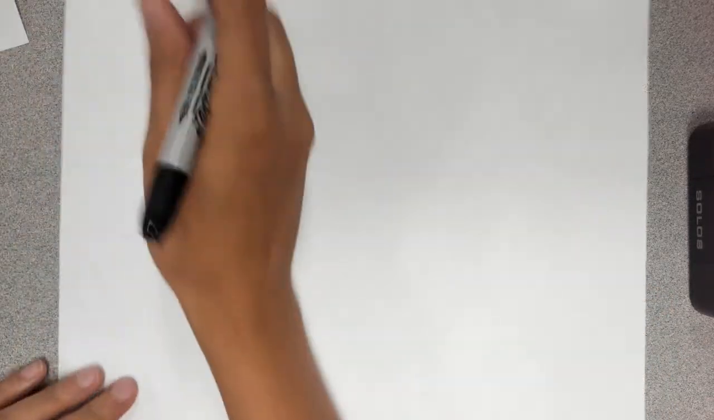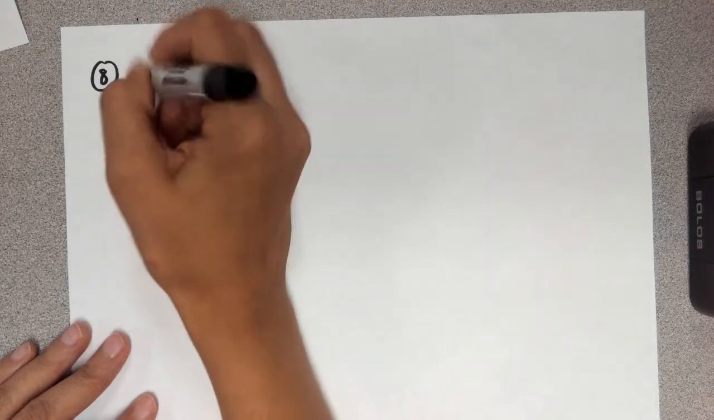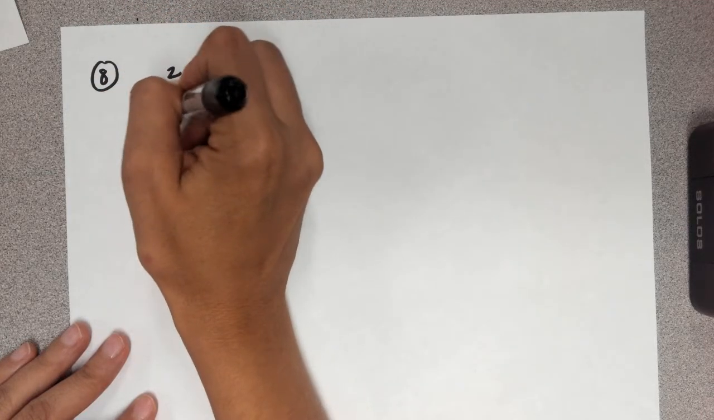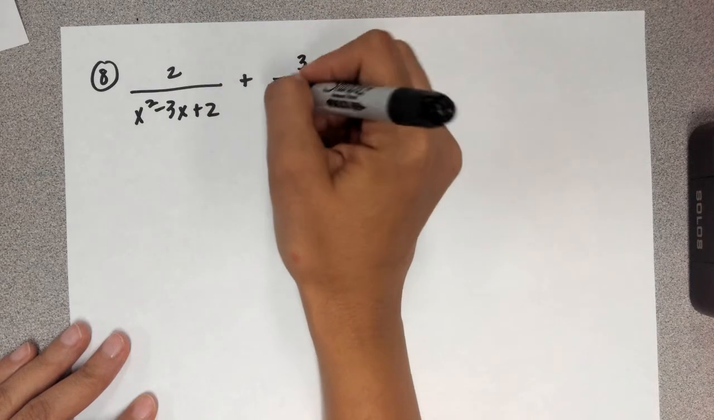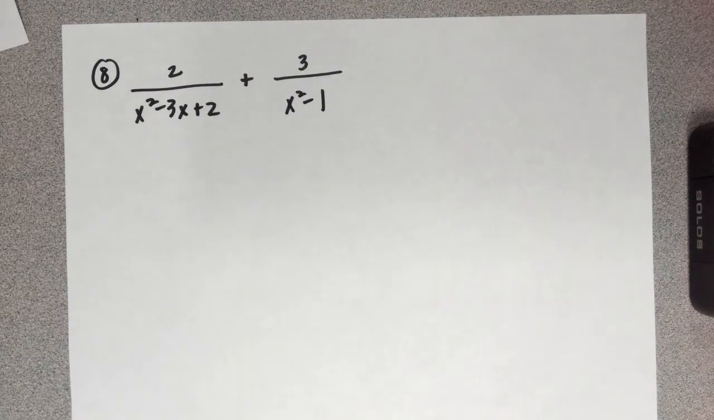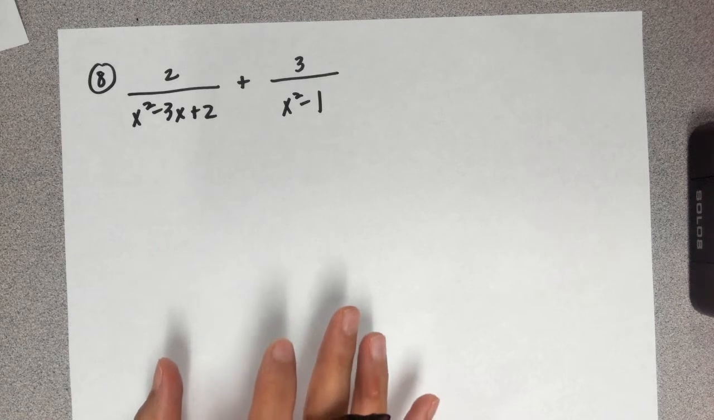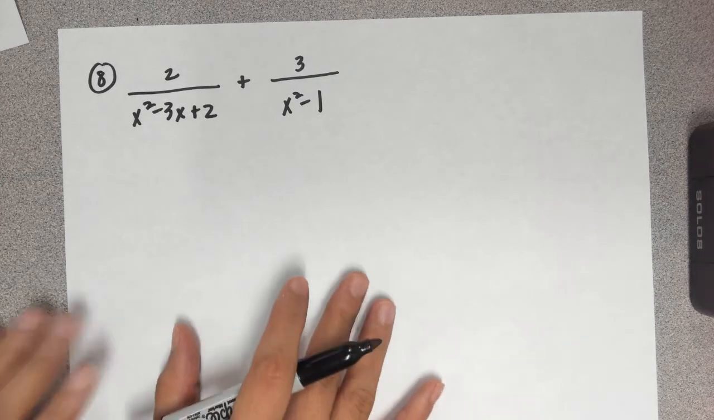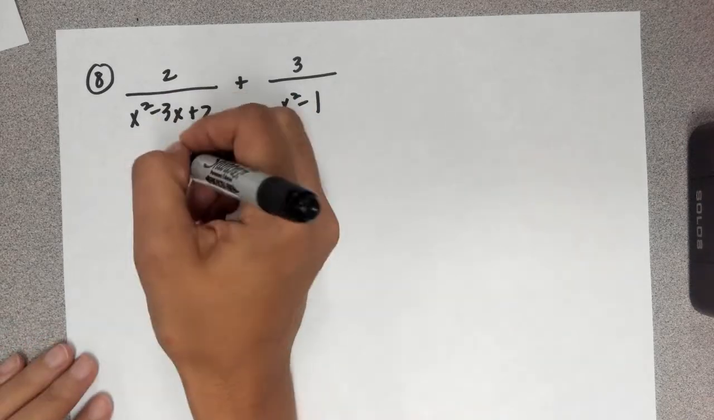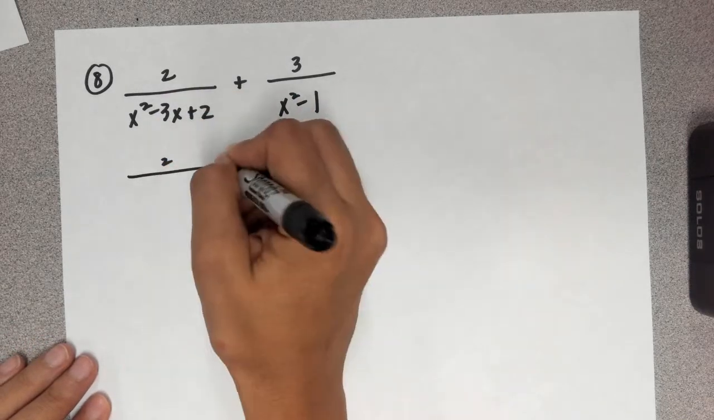So let's start with number 8. I kind of want to do some of the harder ones. So for number 8, I have 2 over x squared minus 3x plus 2 plus 3 over x squared minus 1. Right now, it's kind of hard to see what our common denominator is. You could multiply these out, but that's going to give us a really, really big number. So what I would recommend doing is factor the denominators so we can see better what we're working with.